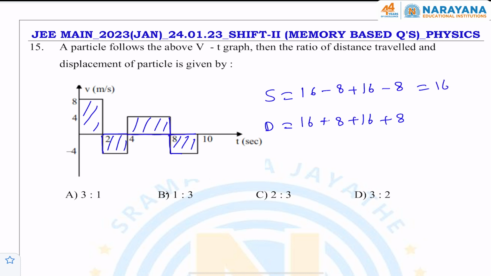So displacement is 16 units, distance is 48 units. Ratio of distance by displacement is 48 by 16, which comes out to be 3. It is asking the ratio of distance travelled and displacement. So it should be 3:1. It is given with option A.